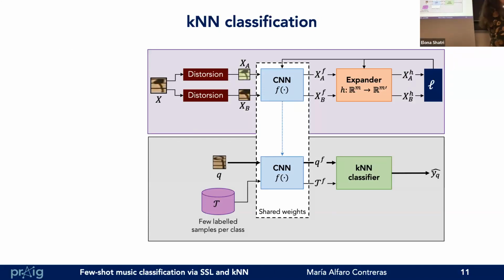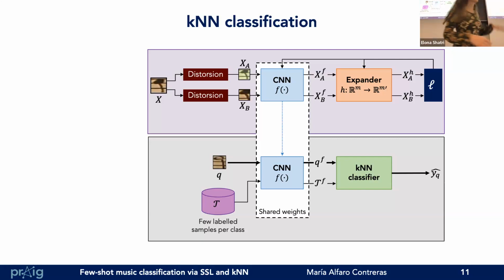We have a query, which is a new image music symbol, and very few labeled samples, which is actually 1 to 10 labeled samples. And we use this pre-trained network that is fixed to map the few labeled data set and the query into the same representation space, and then use the KNN rule to classify the query based on the labels of these K nearest neighbors. Okay, so far, so good.